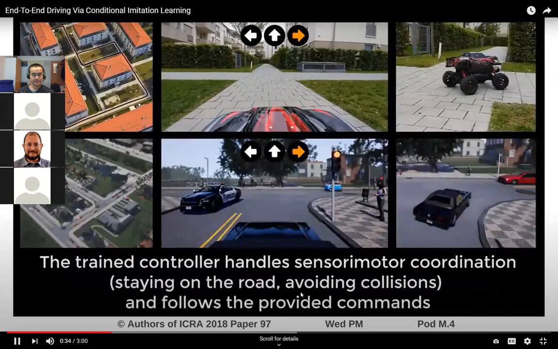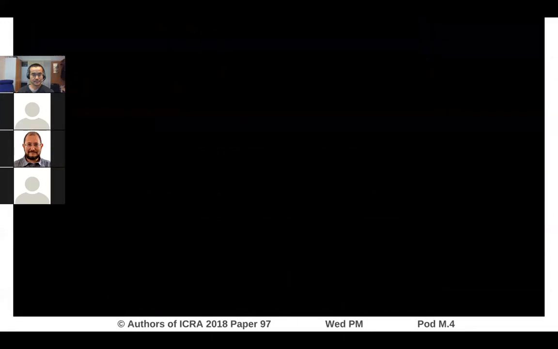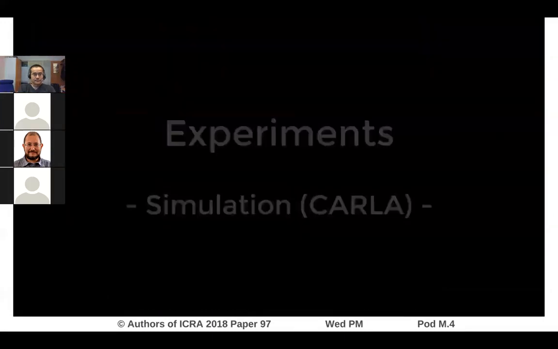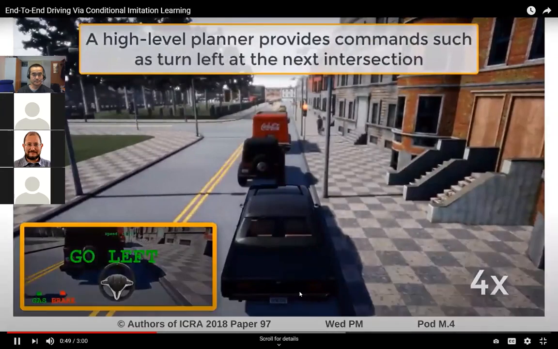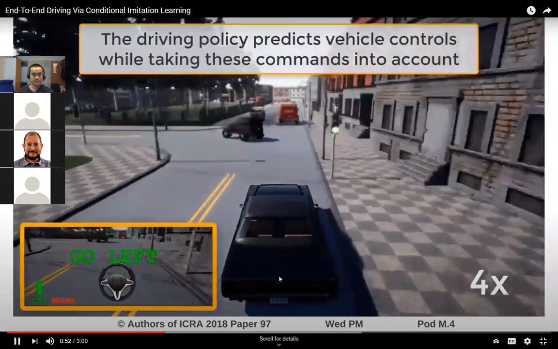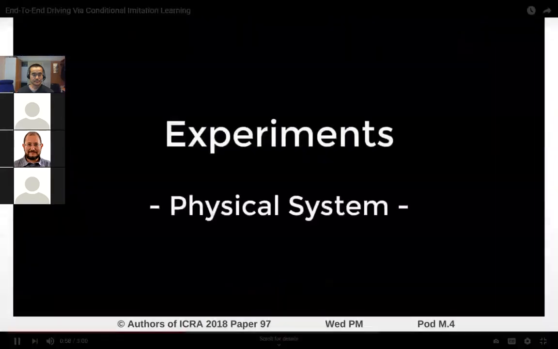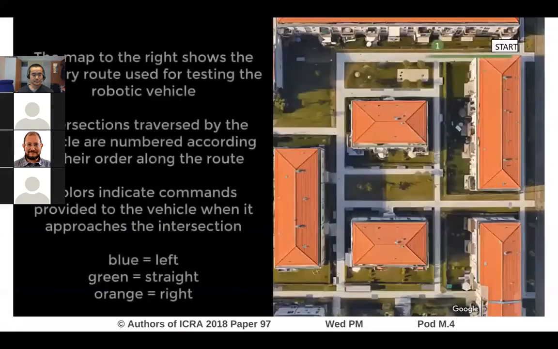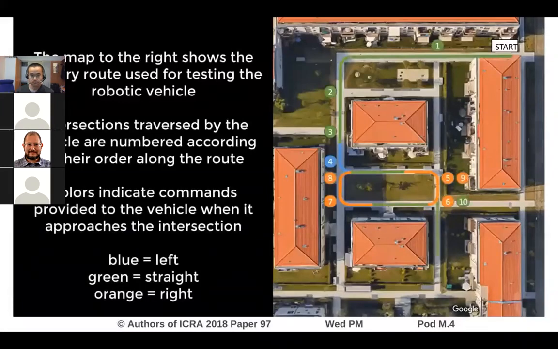The trained controller handles sensory motor coordination, staying on the road, avoiding collisions, and follows the provided commands. We first evaluate our proposed method in a photorealistic simulation environment. A high-level planner provides commands such as turn left at the next intersection. The driving policy predicts vehicle controls while taking these commands into account. Next, we implement our method on a robotic vehicle. The map to the right shows the primary route used for testing the robotic vehicle. Intersections traversed by the vehicle are numbered according to their order along the route. Colors indicate commands provided to the vehicle when it approaches the intersection. Blue is left, green straight, and orange is right.